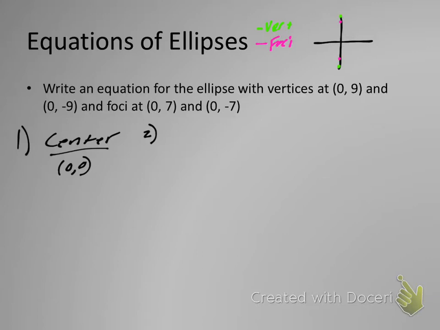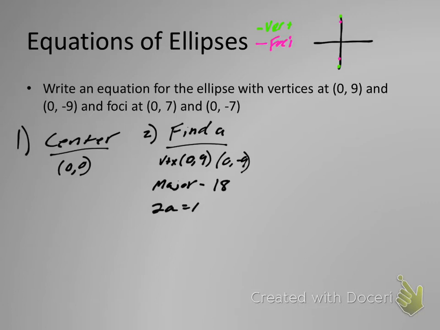So let me get this figured out here. So find A is step 2. You know your vertex is at (0, 9) and (0, -9). So then you know from that your major axis is how many units? 18. Everybody good? So A is 9, because the major axis is 2A units long. So 2A is 18, which means A is 9.